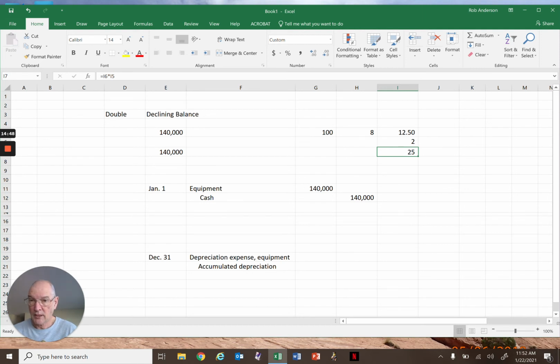Easy, right? So the journal entry on December 31 has the same account titles, except instead, we're going to have our $140,000, and the rate is going to be 25%. So we take 25% of that number.